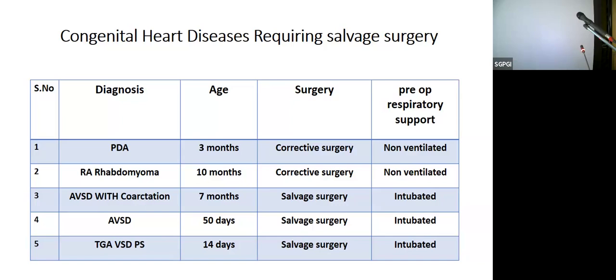So these 2 patients of PDA ligation were non-ventilated, on room air. For the RA rhabdomyoma, we have seen how big the tumor was, but even then the lungs were not that bad. So the outcome was good.